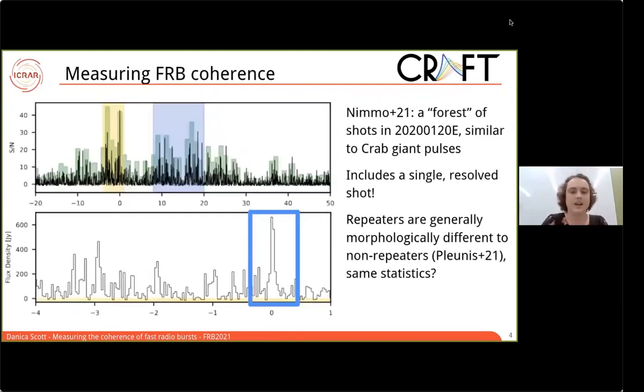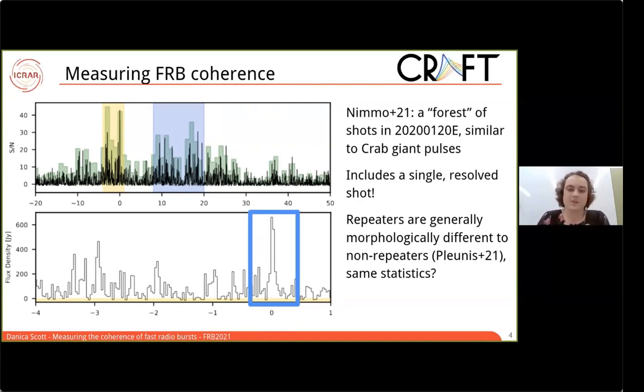And as we just heard, Nimmo et al. this year showed that there was a forest of shots in a burst from the repeating FRB 20200120E, very similar to Crab giant pulses, and resolved out an individual shot, which is great because this is a measurement and a confirmation of a coherent emission mechanism, because there's no way an incoherent thing could create a shot on this sort of time scale with these statistics.